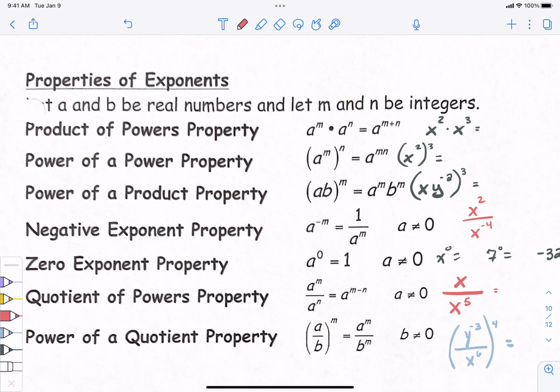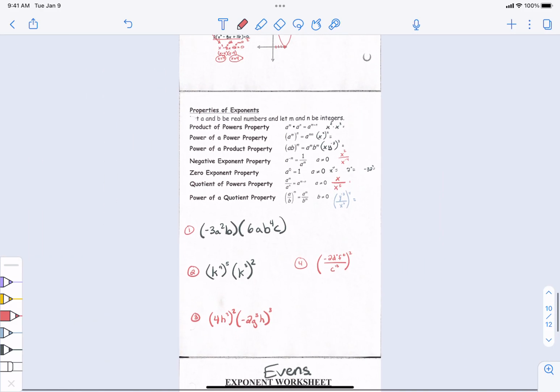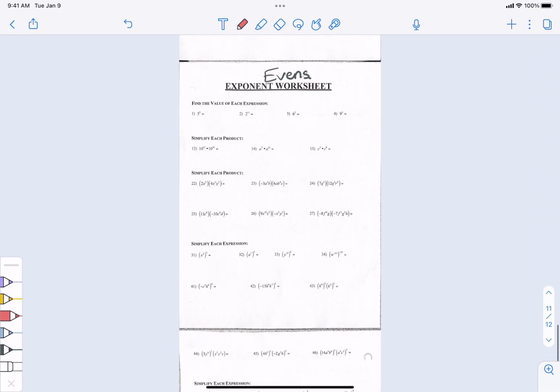This is exponents. This is our review on exponents. You have a page that looks like this. Half of the page, like the bottom half of the page, is blank, but we're going to add some examples to that. And then this is your worksheet. We are going to do evens on this worksheet.